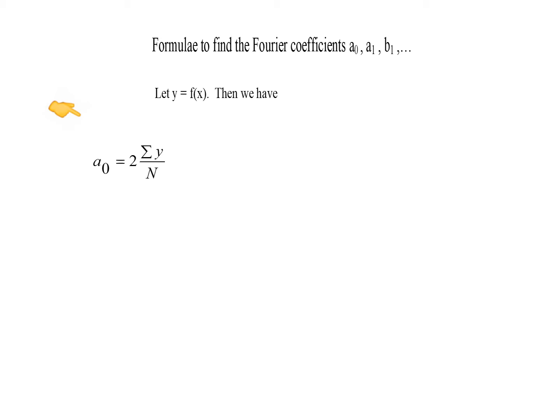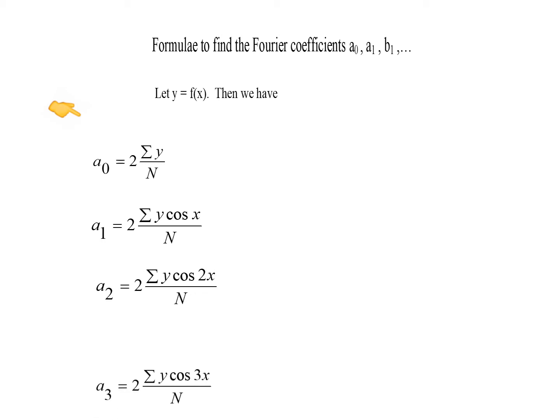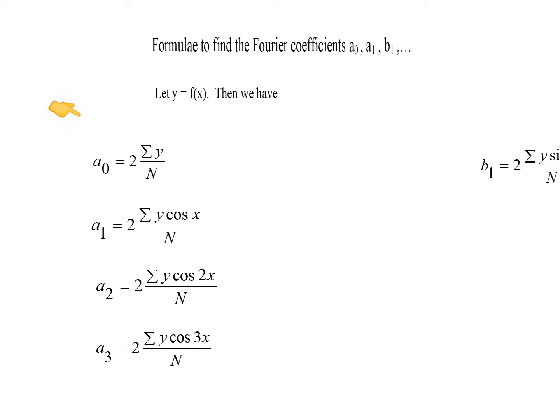This is the formula for a0. Remember, 2 by capital N into sigma y. A1 will be 2 into sigma y cos x by capital N. That y is actually the function f of x only. A2 will be 2 into sigma y cos 2x divided by N. A3 will be 2 into sigma y cos 3x divided by N. So as and when you observe all these, try to memorize.